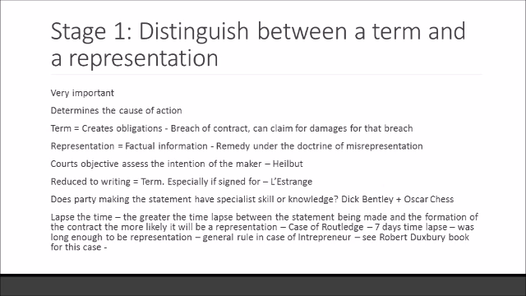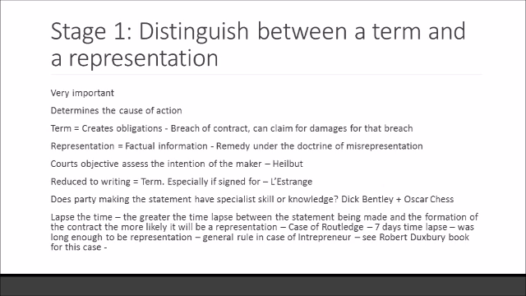In arriving at their decision as to whether the statement was a term or a representation, the courts take into account several factors. And just like offer and acceptance, which has presumptions as to whether something was an offer or an invitation to treat, there are also presumptions that relate to the law of misrepresentation. So, firstly, you need to ask yourself, has the statement been reduced to writing?